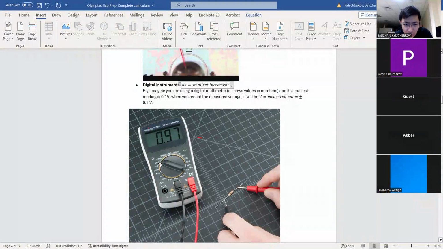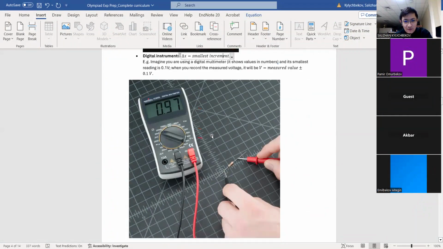So here for resistance, they chose the range up to 20 kilo ohms or 200. It doesn't matter. Both of them have the same unit, right? Kilo ohms. So this is 0.97 kilo ohms, plus minus 0.01 kilo ohms. So 0.97 plus minus 0.01 kilo ohms. Or you can write it in terms of ohms as well, but you can just leave it in kilo ohms.